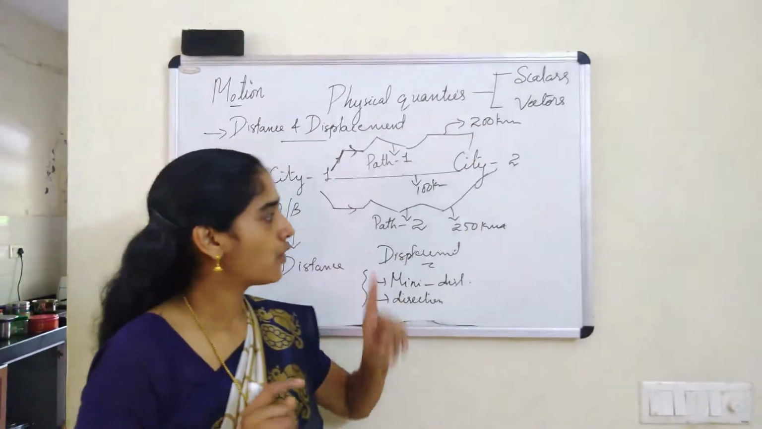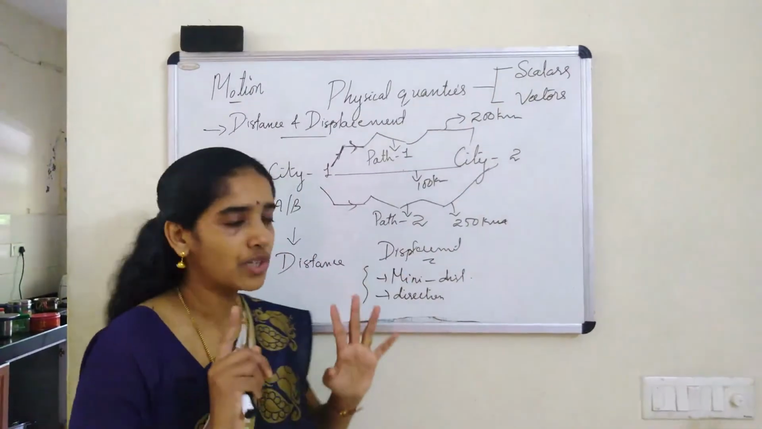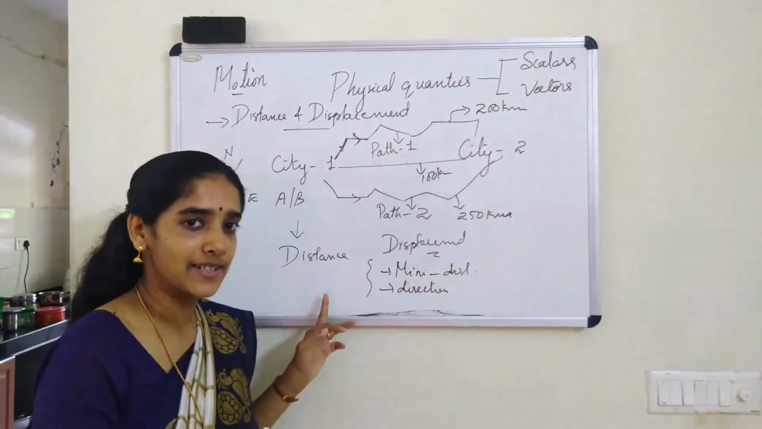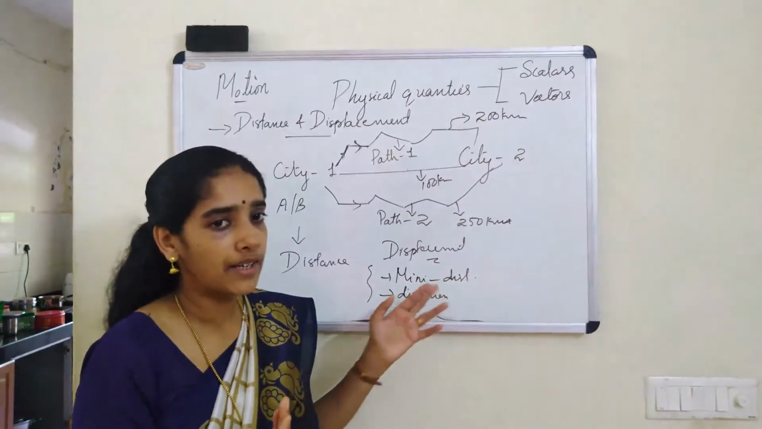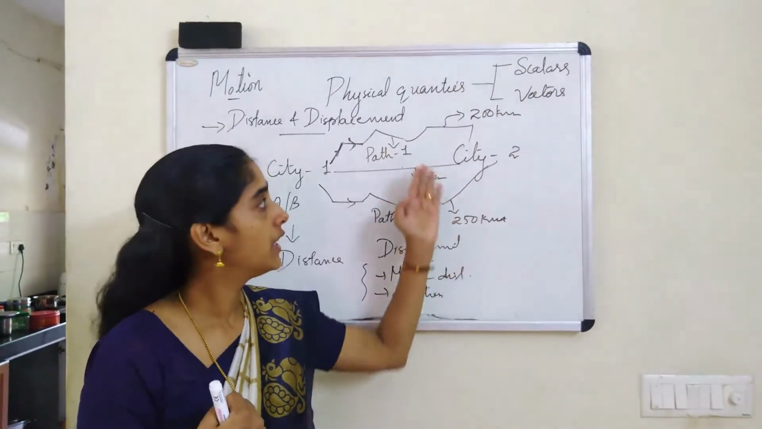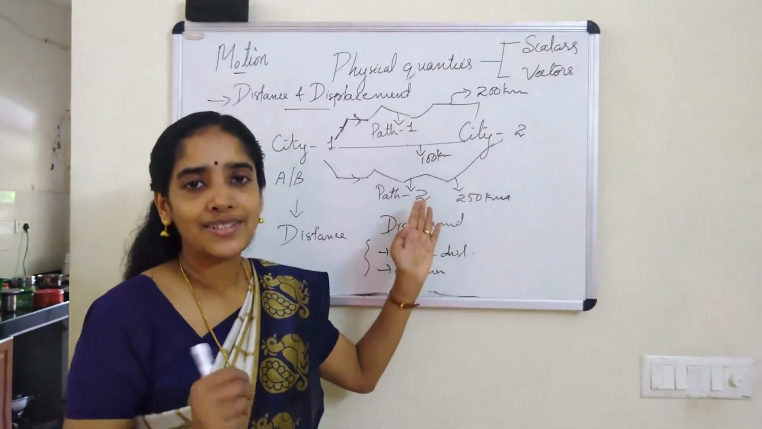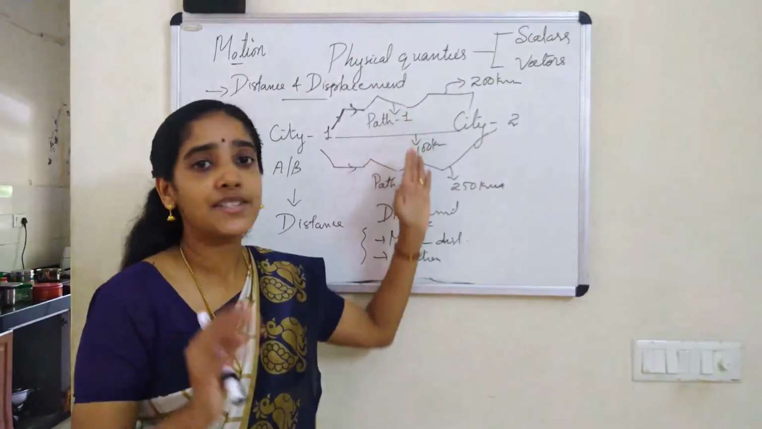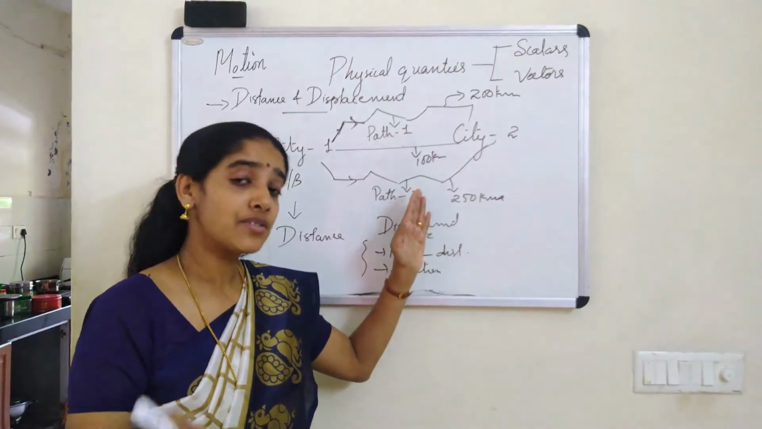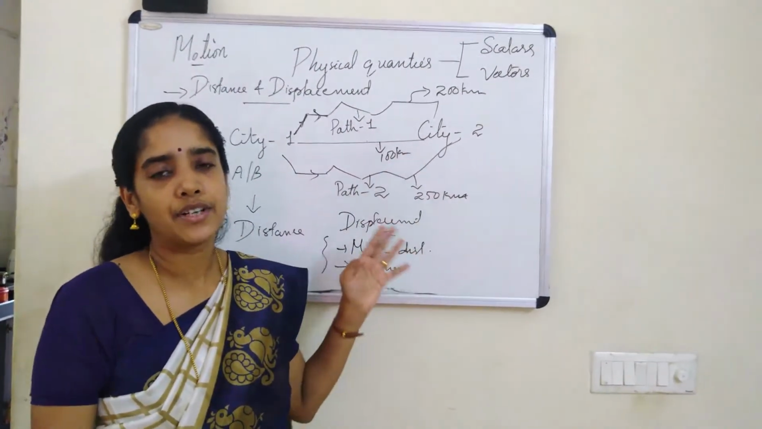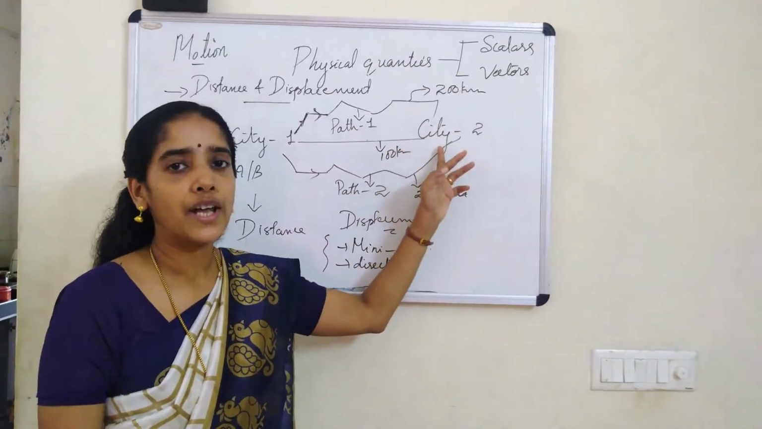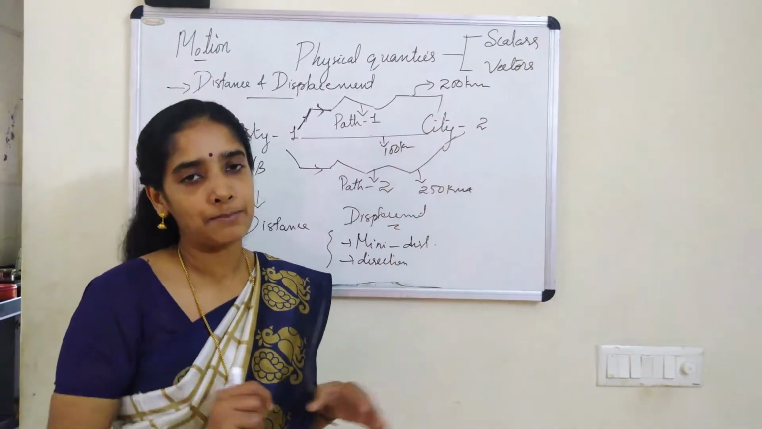And here one more thing I want to tell: which quantity among these two is path dependent? Distance. Which is path independent? Displacement. Why? How can we say the displacement is path independent? Both A and B are not going along the same path. Still their distance is different, I mean distance is different, the displacement is same. Even if the path is different, displacement is same. Why? Because displacement is path independent.